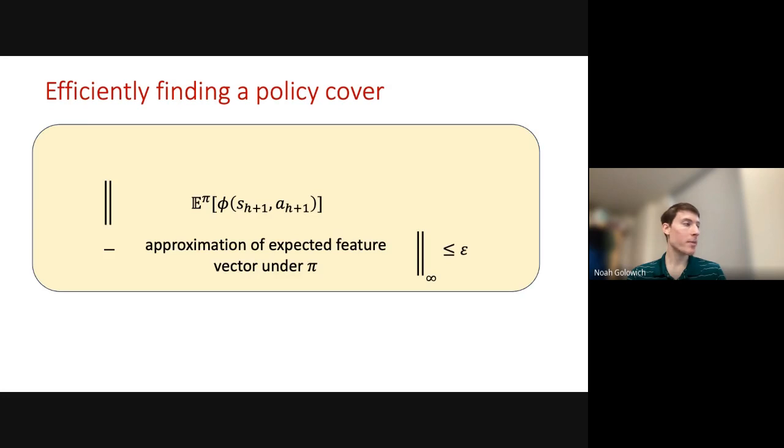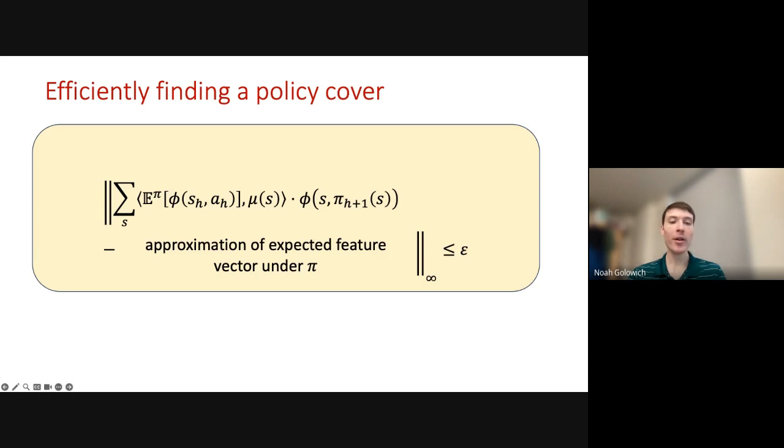So let's write down what this means. We want the expected feature vector under policy pi at step h plus 1 to be close to its approximation in L infinity norm. The reason for the L infinity norm is simply because it's dual to the L1 norm. Now, what do each of these terms look like? Well, the expected feature vector under pi is simply the sum over all states of the probability of visiting the state s at step h plus 1, which is the first term in this sum, times the value phi at state s with respect to the policy pi at step h plus 1.